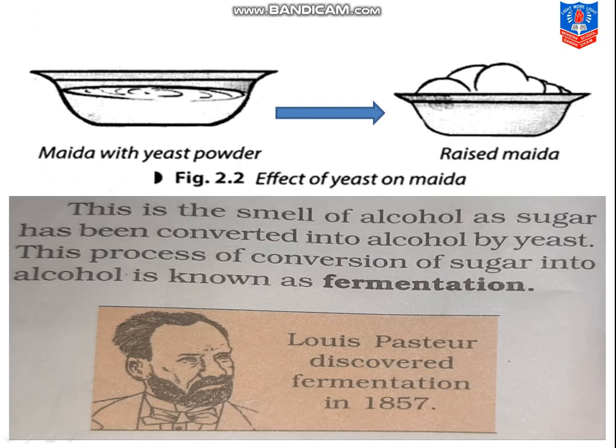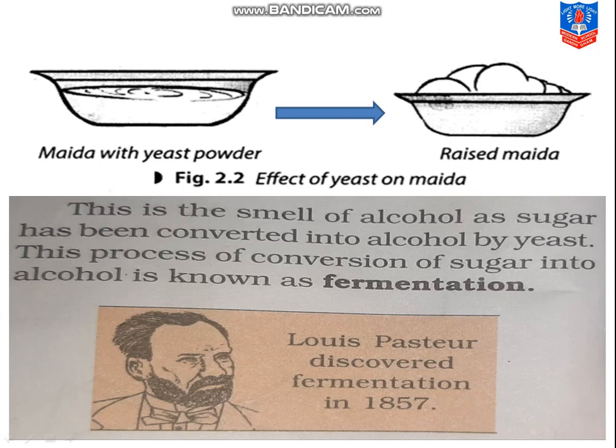Next, one more activity is given, activity 2.4. What does it say? Take a 500 ml beaker filled up to 3/4 with water and dissolve 2-3 teaspoons of sugar in it. Simple. Add half a teaspoon of yeast powder to the sugar solution which you have made by mixing water and sugar. Keep it covered in a warm place for 4 to 5 hours. You have to leave it.